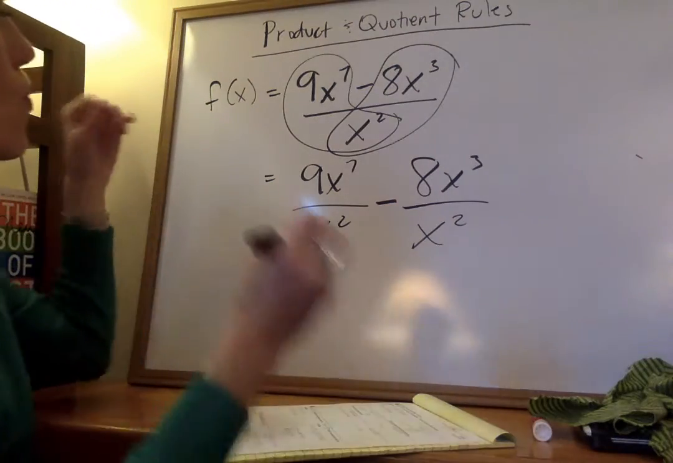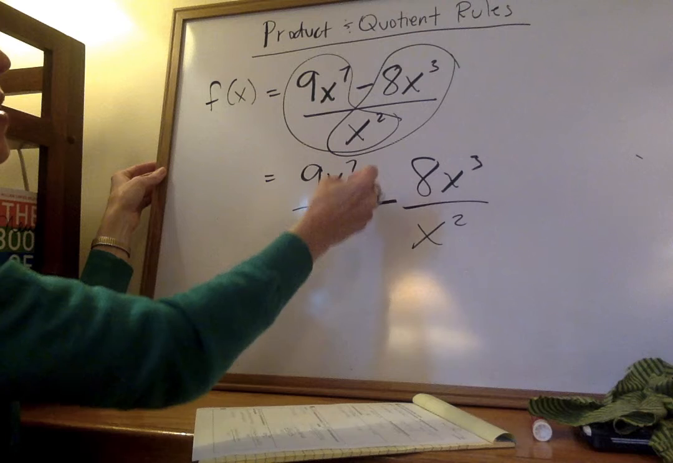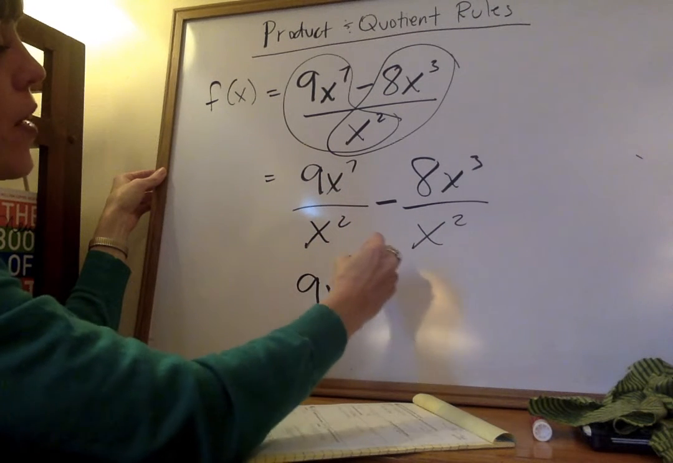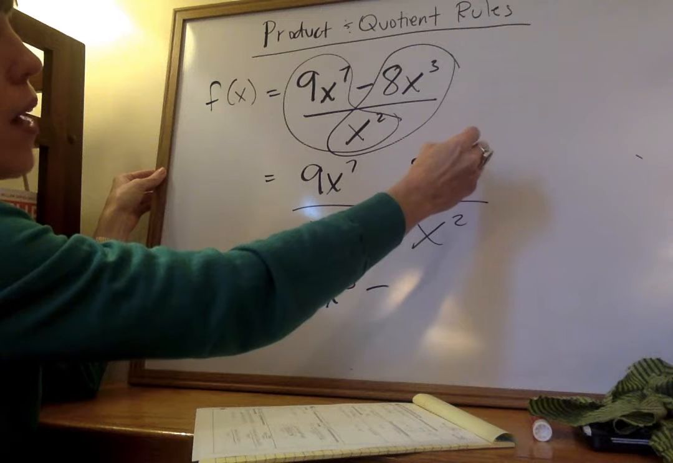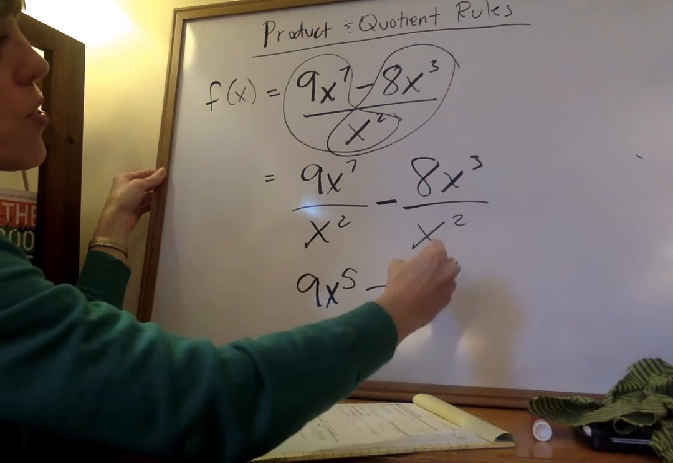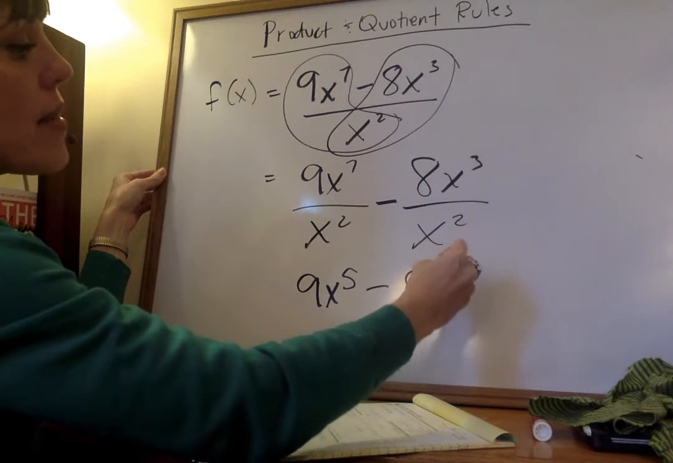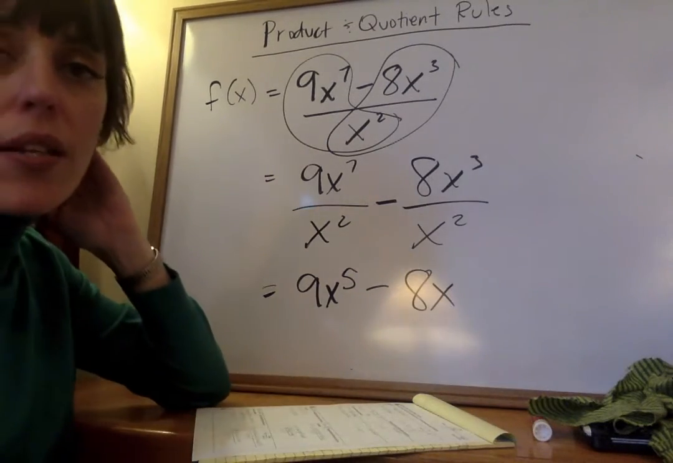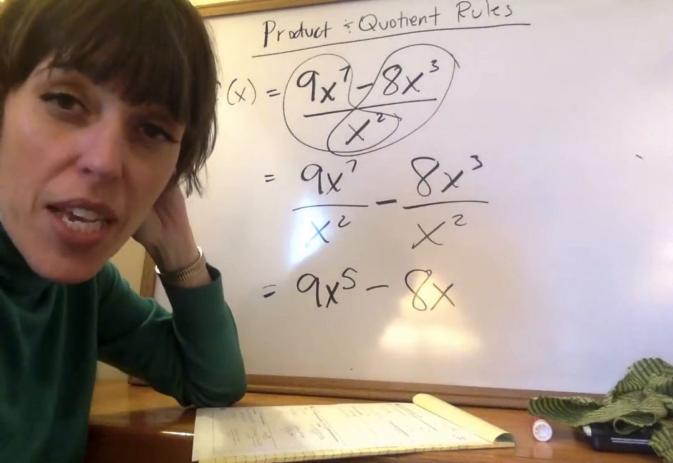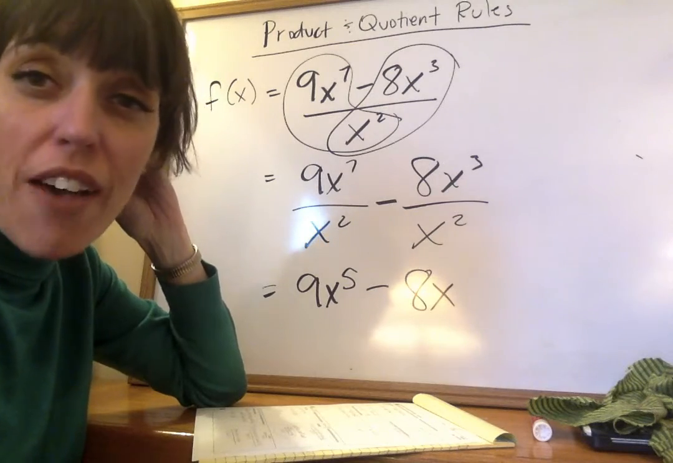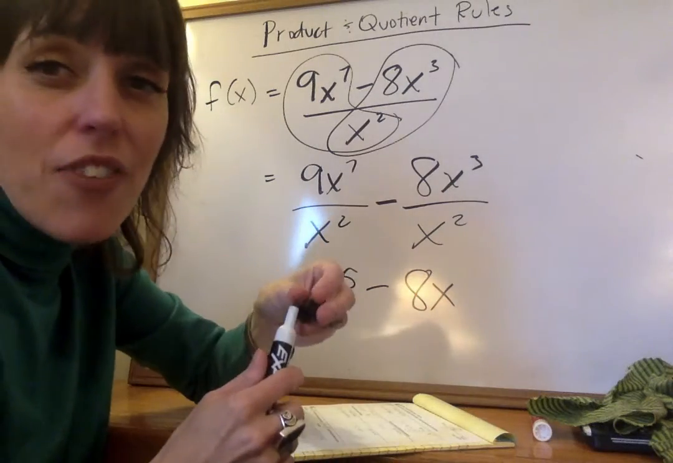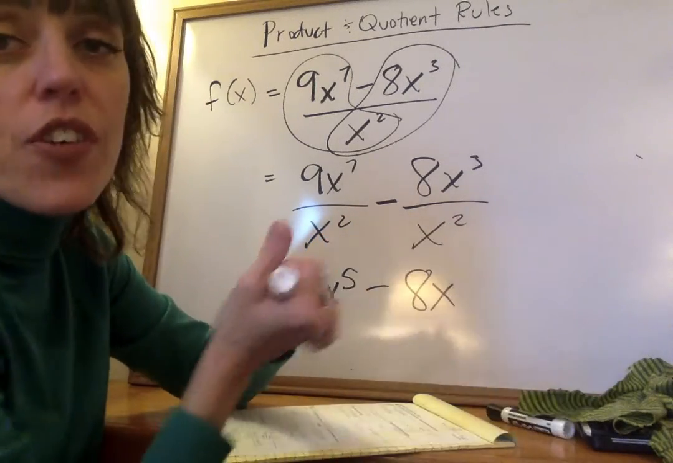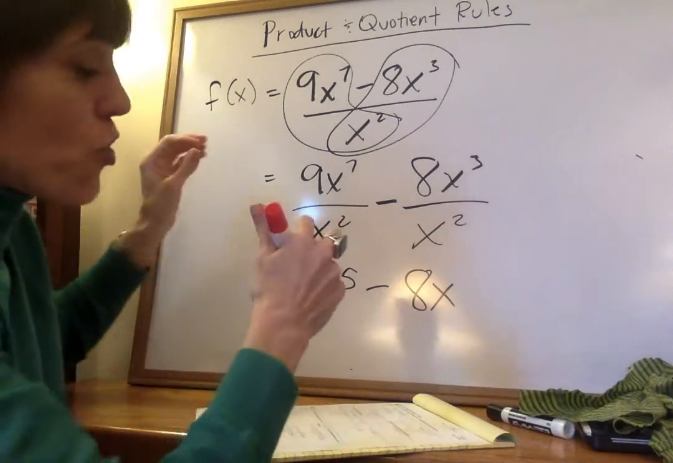So x to the 7th divided by x squared is going to give me 9x to the 5th, minus 8x cubed divided by x squared is just going to give me 8x. So that's what that function simplifies to. That's not my derivative. That's just a simplified version of that function. But now I can easily find the derivative because now I can just apply the power rule now that this function is no longer in fractional form.